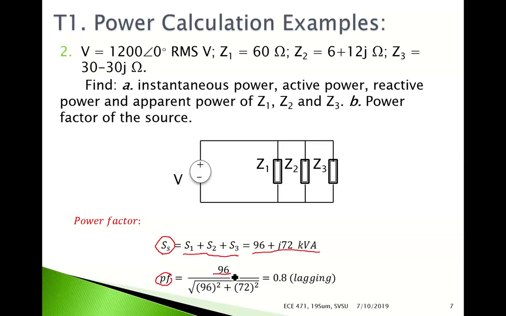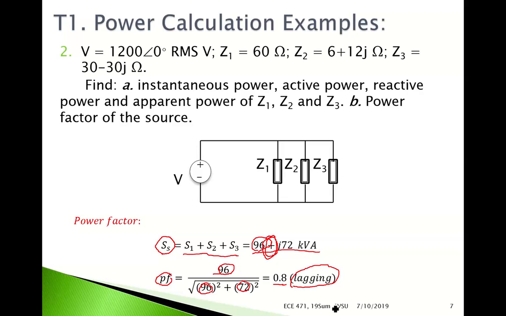Again, active power, the real part, divided by the square root of the real part squared plus the imaginary part squared. Be careful here, we are not including the j, okay? Otherwise, you're going to have a negative sign in front of it. So we end up with an 80% power factor. Lagging can be told by the positive sign of the reactive power here. This is positive reactive power, so it's lagging.